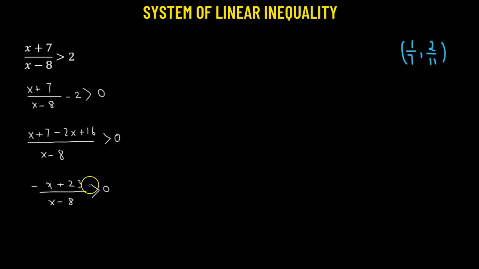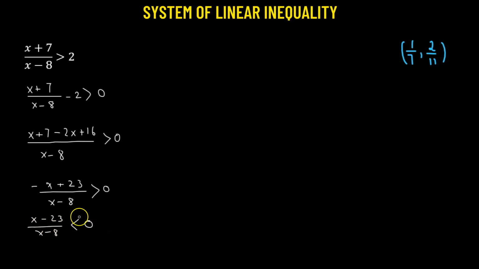greater than 0. So we will multiply the numerator with negative 1, and we'll multiply 0 with negative 1, and this is going to give us (x minus 23) divided by (x minus 8). But since we are multiplying with a negative number, we'll have to flip the sign of the inequality. So this will become less than 0.